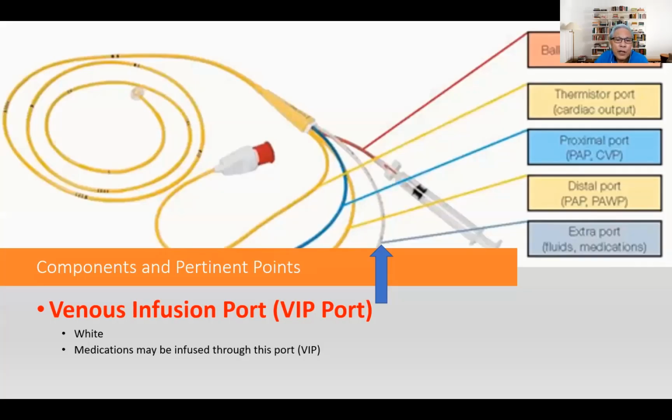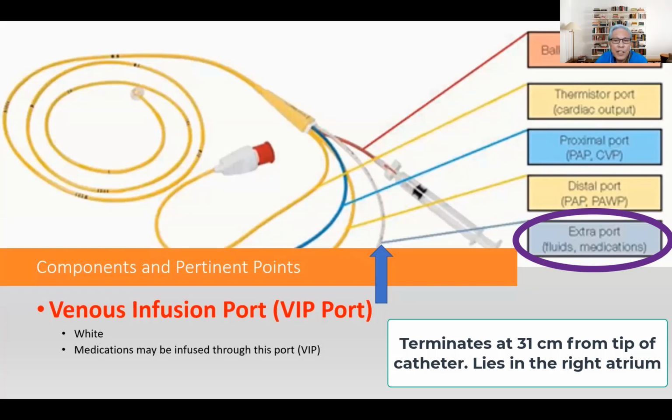Another lumen, or another tail that you can see in this catheter, is this white clear lumen tubing right over here, indicated with a blue arrow. This actually terminates at the 31 centimeter mark, and therefore it still lies in the right atrium. Remember, the blue port is at 30, so this is at 31 centimeters.